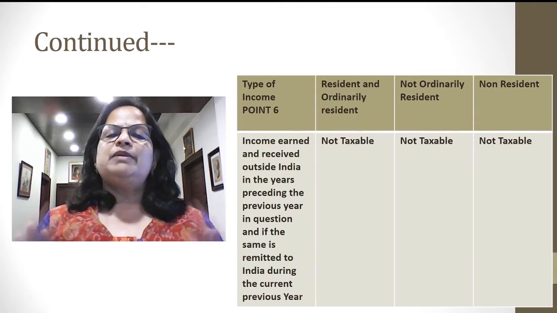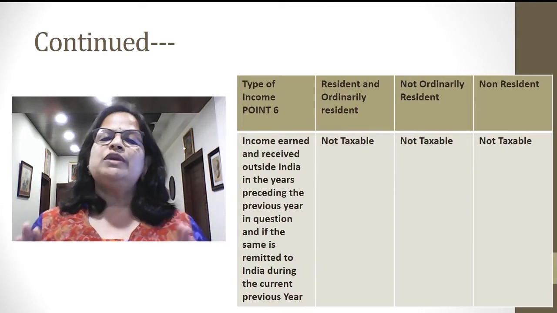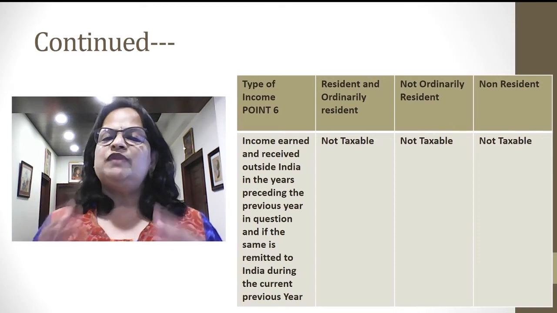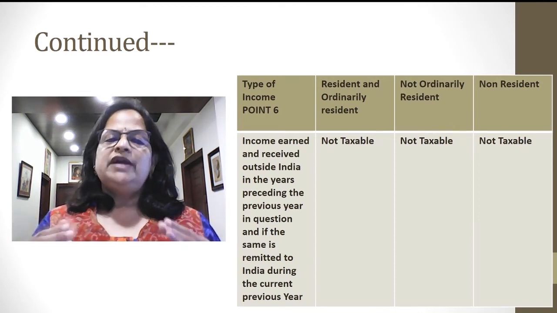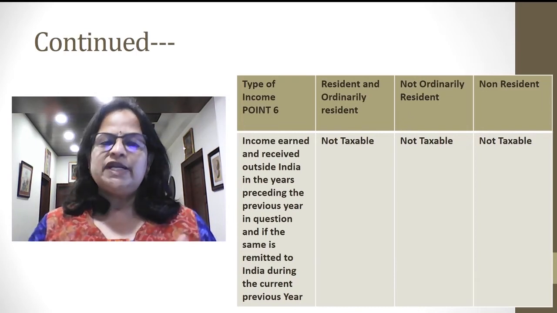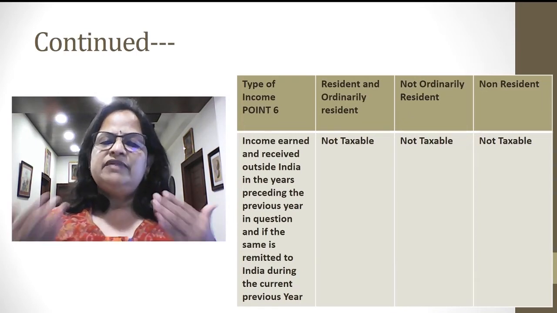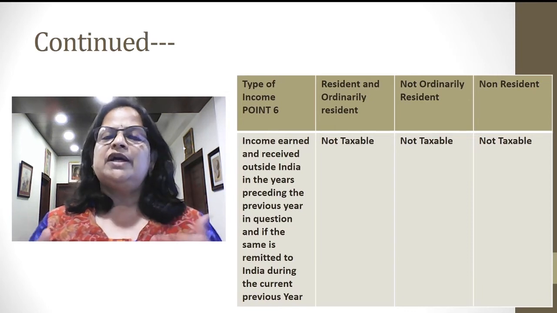Last point, we are coming to point number 6, or rule number 6. This is very, very important. Usually in all the examination questions, we will include this question. So here, income earned and received outside India in the years preceding the previous year in question, and if the same is remitted to India during the current previous year.